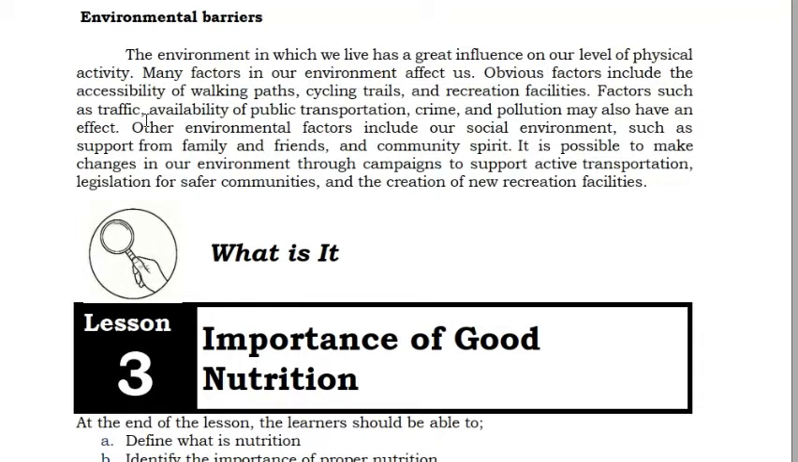Factors such as traffic, availability of public transportation, crime, and pollution may also have an effect. So other environmental factors include our social environment, such as support from family and friends and community spirits. So it is very important to have the support from our family and friends, and also from the communities. It is possible to make changes in our environment through campaigns to support active transportation, legislation for safer communities, and the creation of new recreation facilities.